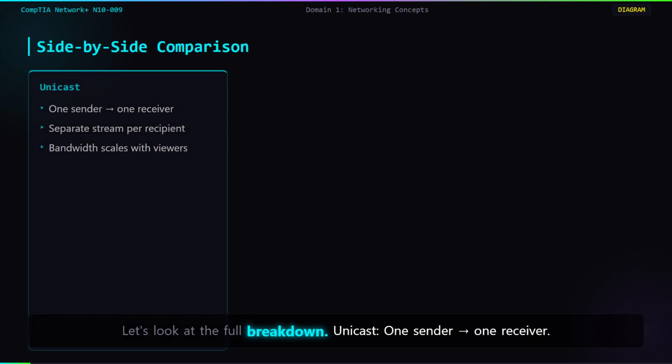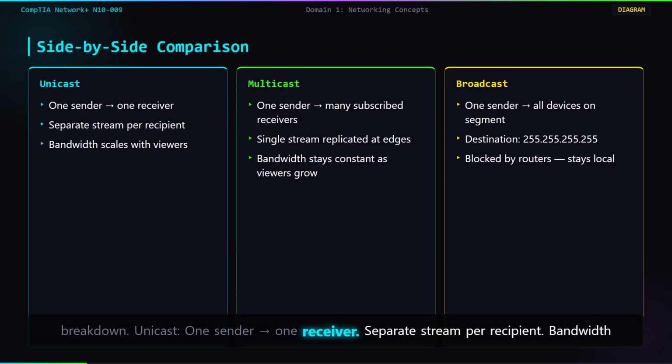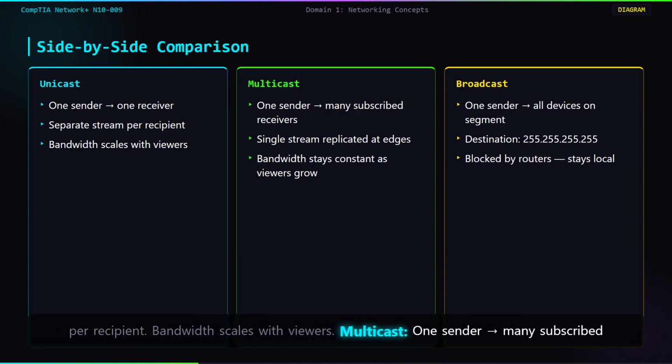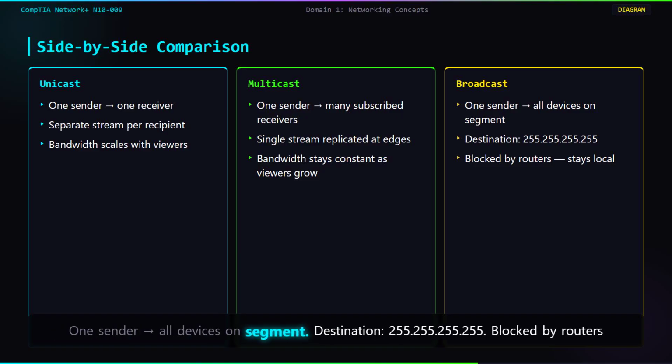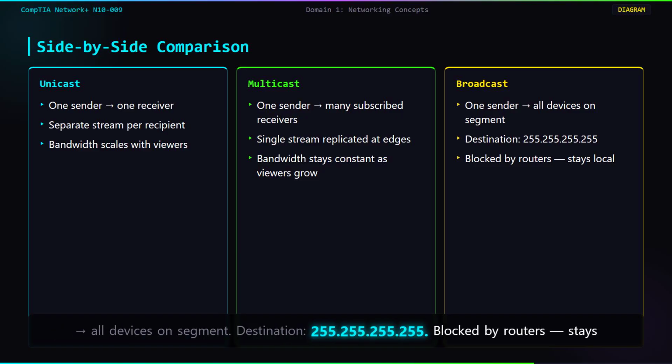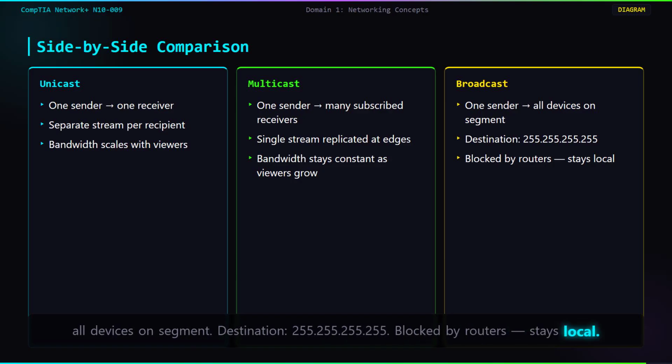Let's look at the full breakdown. Unicast, one sender, one receiver. Separate stream per recipient, bandwidth scales with viewers. Multicast, one sender, many subscribed receivers. Single stream replicated at edges. Bandwidth stays constant as viewers grow. Broadcast, one sender, all devices on segment. Destination, 255.255.255.255. Blocked by routers, stays local.